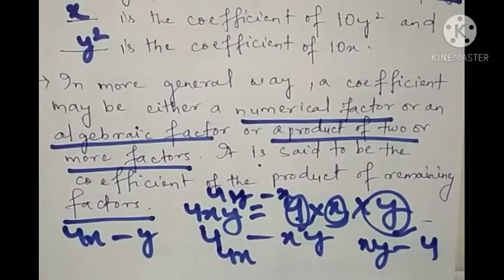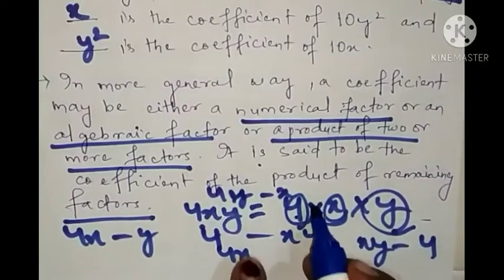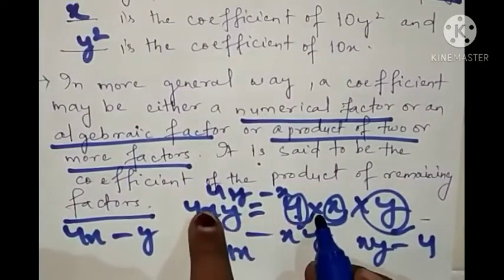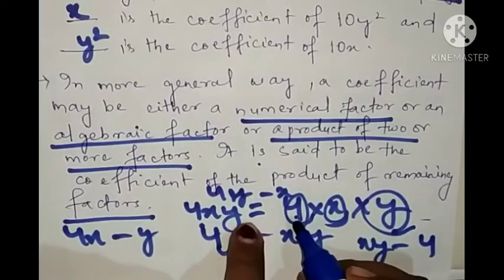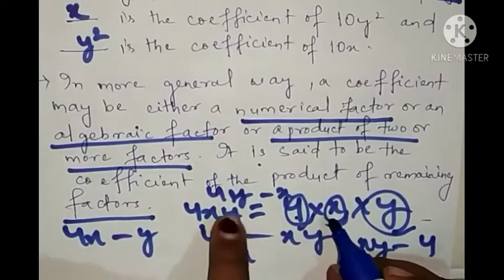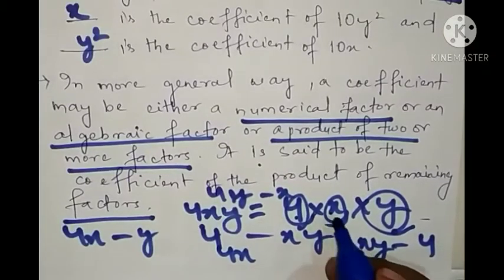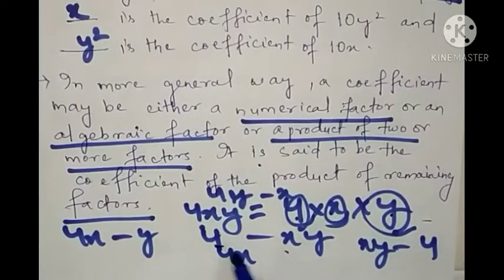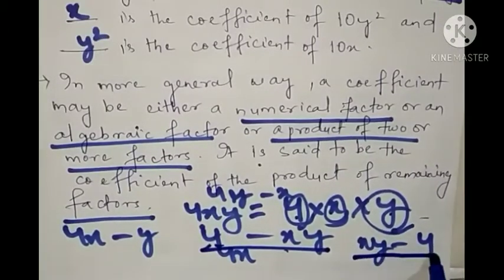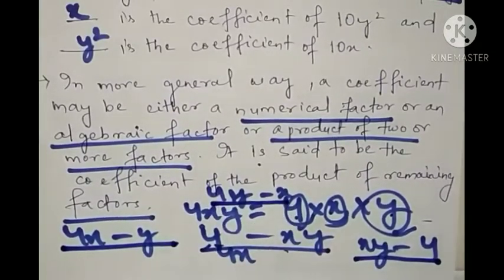The coefficient of a factor, not the factor of this one. 4xy has factors 4, x and y. So 4 is a factor of 4xy, x is a factor of 4xy, y is a factor of 4xy. Or you can say that 4 is the numerical coefficient of 4xy, x is the coefficient of 4xy, y is the coefficient of 4xy. Or you can say that 4 is a factor of xy, 4 is the coefficient of xy, xy is the coefficient of 4, or 4x is the coefficient of y, or 4y is the coefficient of x.